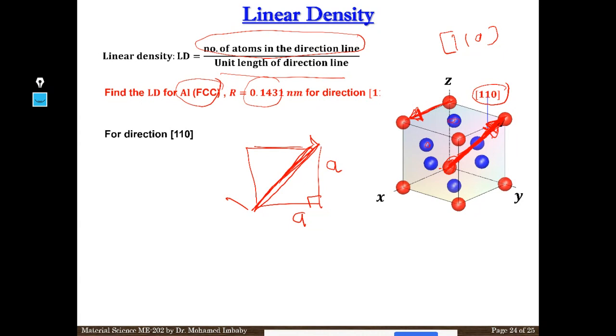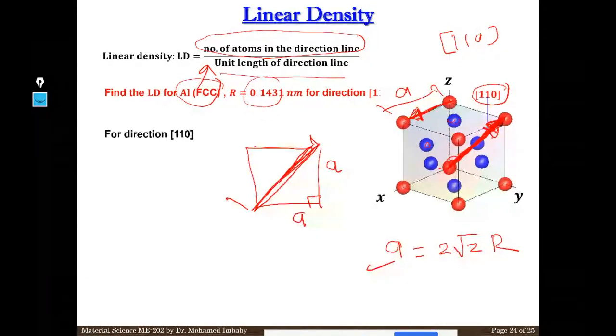Can you find the length of this direction? Yes, the length here is A. And how to find A? Because this is a face-centered cubic structure, as I mentioned here, we have a relation between A and R. A is equal to root 2 R. Yes, I can find A.